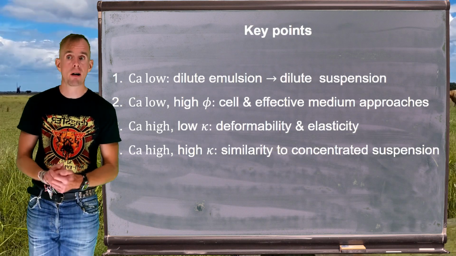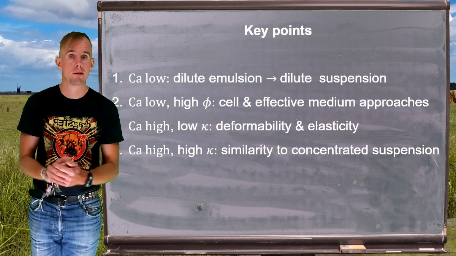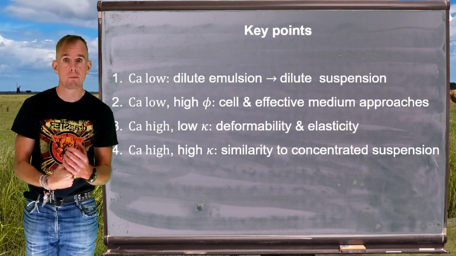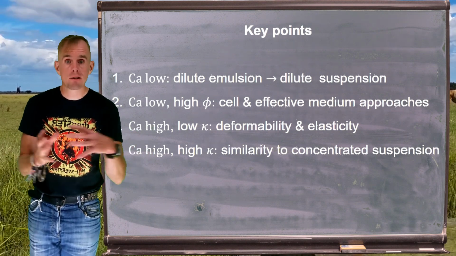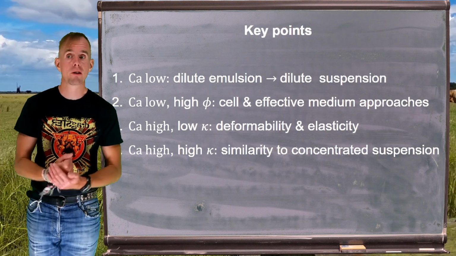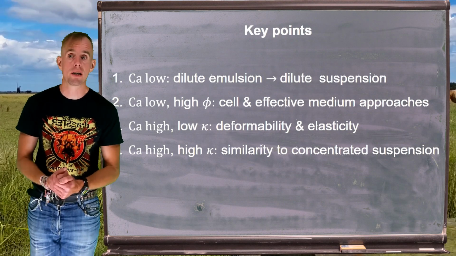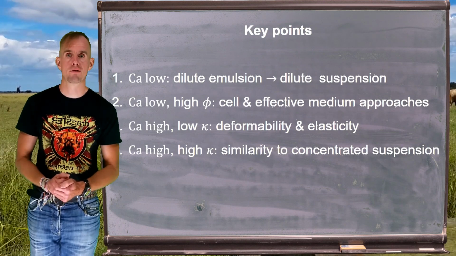If capillary numbers are high and the viscosity ratio is low, we have highly deformable droplets. These droplets will deform. They will take time to restore their initial spherical shape, and this can give rise to elasticity in a system. If capillary numbers are high and viscosity ratios are high, what you have are behaviours very similar to those of concentrated suspensions.